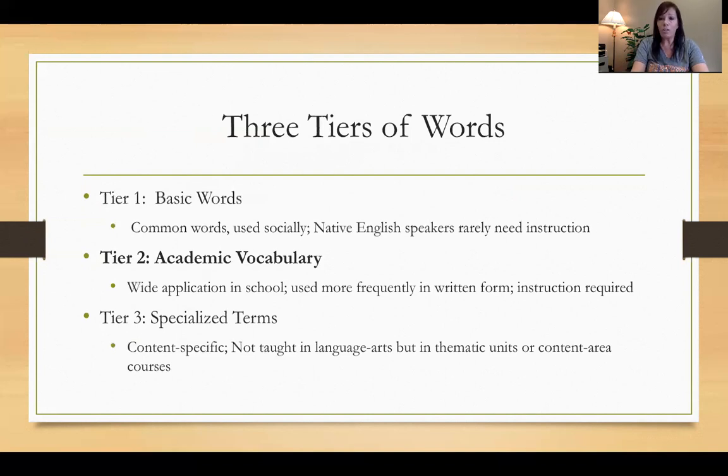Specialized terms, that also happens in school. This is getting into our content areas. So it's not taught in the language arts, but it is taught in science. So what are the science words that students need? What are the social studies words? And so that's the tier 3, those specialized terms.